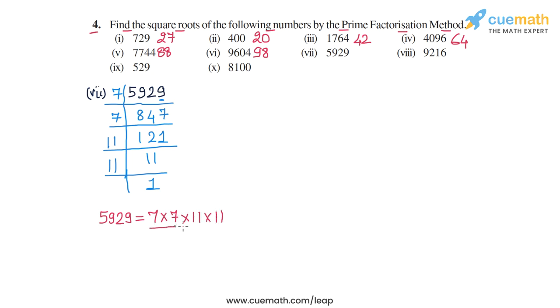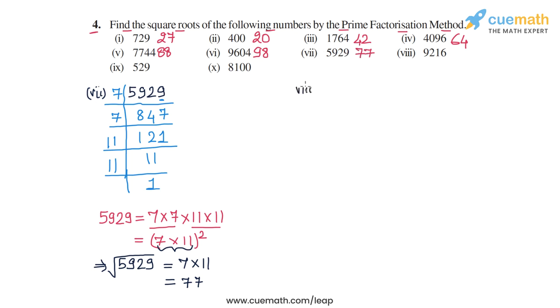And if we split this into pairs, we have a pair of 7 and a pair of 11. So we can write this as 7 into 11 whole square. And this means that the square root of 5929 can be written as 7 into 11, the product inside the bracket, and this is equal to 77. So the square root of the number in part 7, 5929, is 77. Now let's come to part 8. In part 8, the number is 9216, and the ending digit of this number is 6.